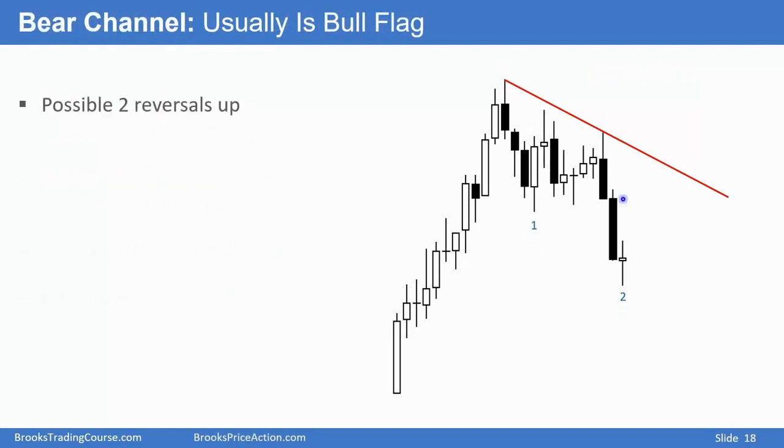A bear channel, I always think of it as a bull flag. The odds are it's going to get a bull breakout at some point. And we have a reversal up and another reversal up. Possibly a high 2 buy setup, high 1, and then second leg down, possibly high 2. Right now, this little bull doji does not look like it's enough to reverse these two big bear bars, but it might be. It's around a 50% pullback of this bull trend, and a lot of times the bulls come back at around 50%.